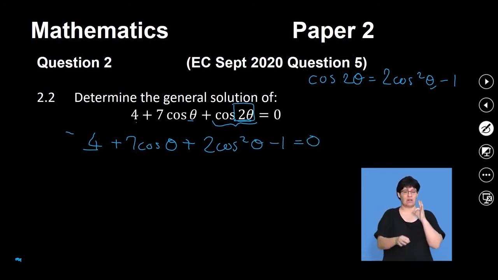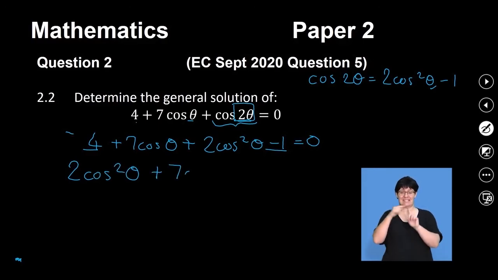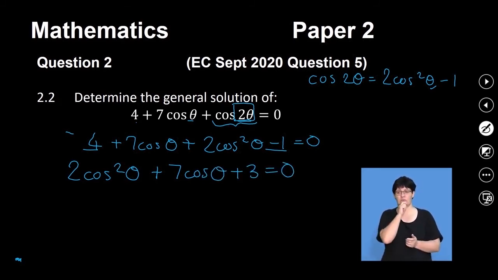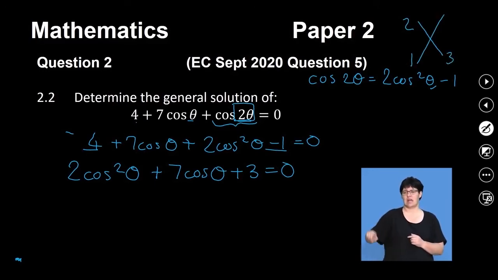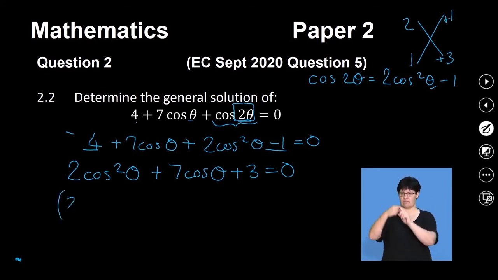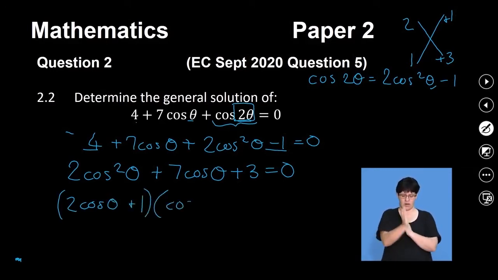Okay, let me just simplify. The 4 minus 1 gives me 3, so we can see that I now have a quadratic equation. So 2 cos squared theta plus 7 cos theta, and I have plus 3, and that's all equal to 0. I can now factorize this expression. I'm just going to use my little cross on the side here. That's what I like to do. So I've got a 2 and a 1, and the factors of 3, I've got a 3 and a 1 over there, and they're both positive. So I can see that my factors are 2 cos theta plus 1, and my other factor is cos of theta plus 3, and that's equal to 0.